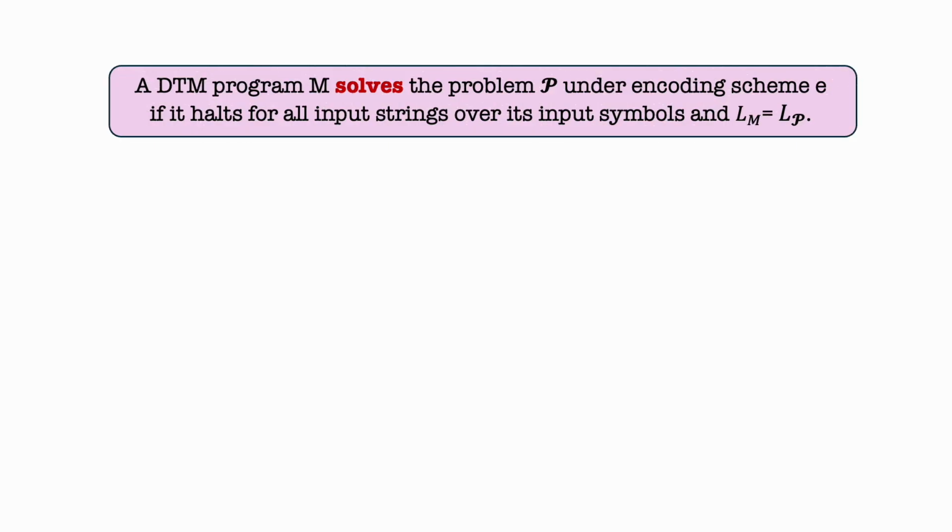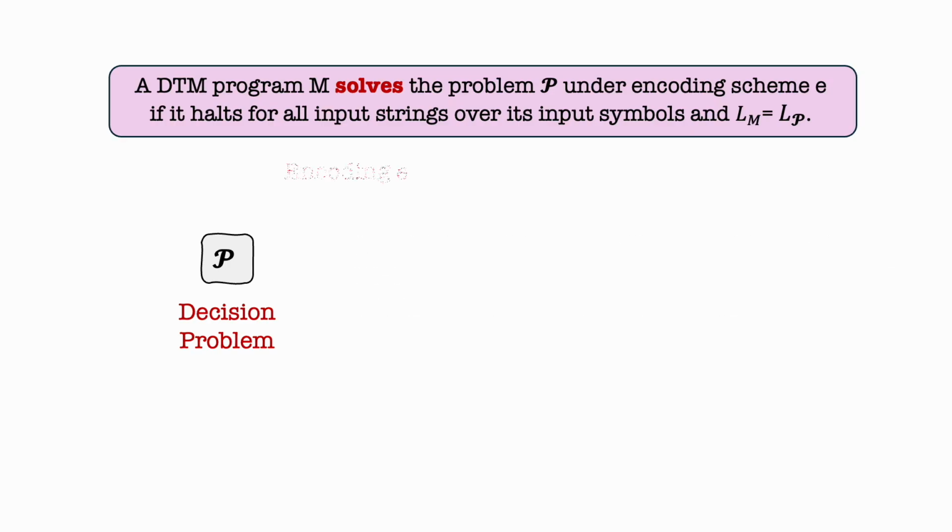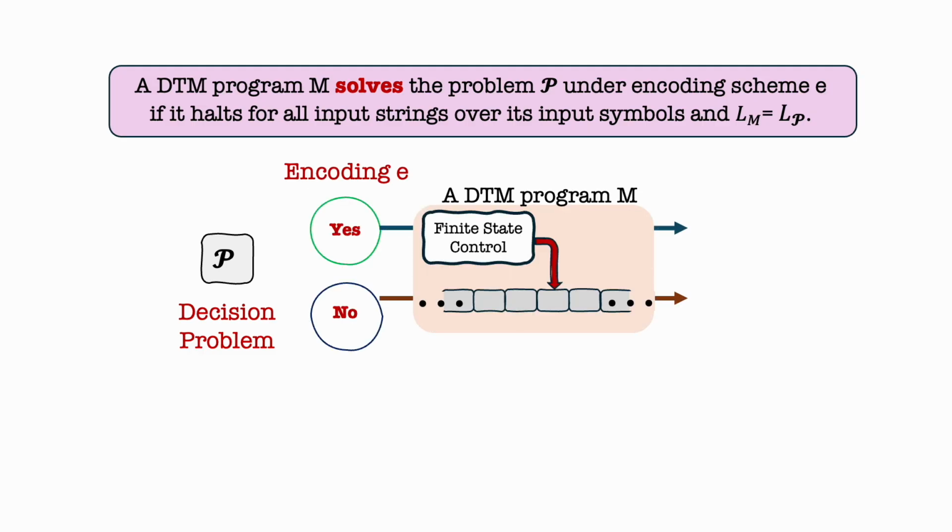One more point to make here. We know that problem P is a decision problem, right? Now let's define decidable problem. Decidable problems are those problems for which an algorithm or a Turing machine always halts and gives an answer, either accept or reject. When we encode problem P, there were three categories of possible strings. When we give strings representing yes instances of problem P and strings representing no instances of problem P as input, the DTM halts at the qaccept state for yes instances and at the qreject state for no instances.